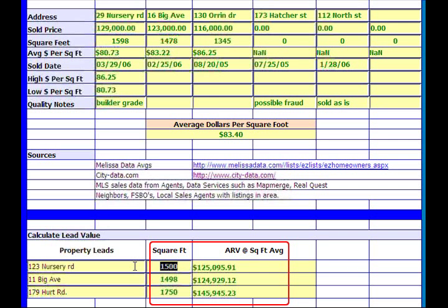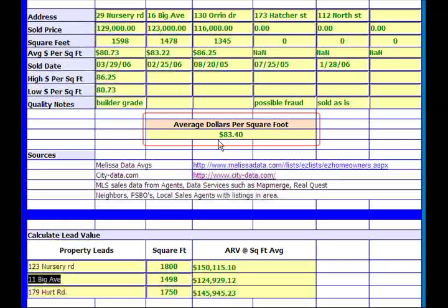So what you're doing is when you enter the square footage for the property, it automatically pulls your average dollars per square foot up here, takes the square footage for your property lead, and calculates an estimated after repair value based on that square foot average. So if this house were 1,800 square feet, my ARV would be adjusted to 150,115. So that's how the basic market data spreadsheet works.